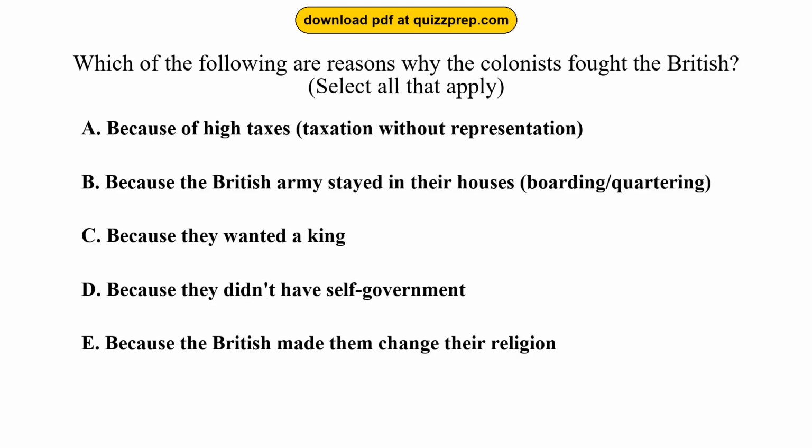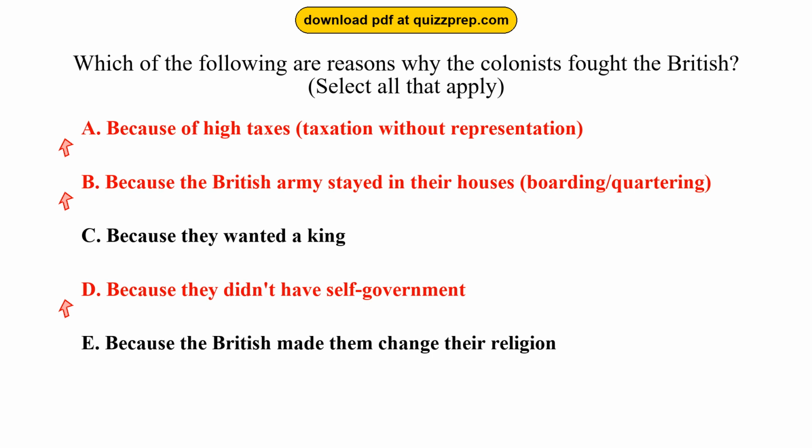Question 23. Which of the following are reasons why the colonists fought the British? Option A. Because of high taxes, taxation without representation. Option B. Because the British Army stayed in their houses, boarding/quartering. Option C. Because they wanted a king. Option D. Because they didn't have self-government. Option E. Because the British made them change their religion. The correct answers are options A and B and D.